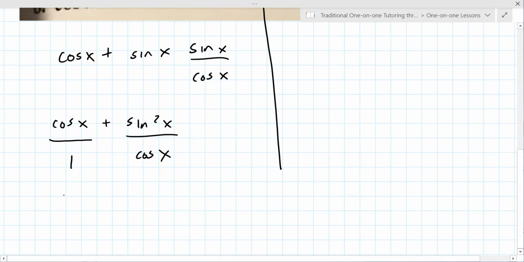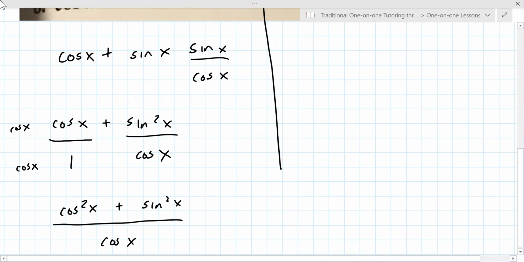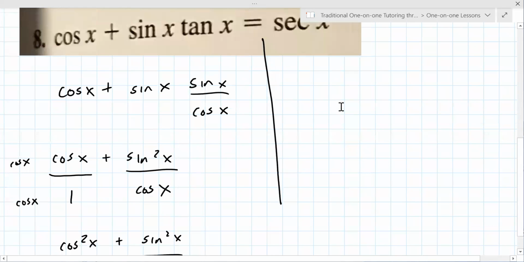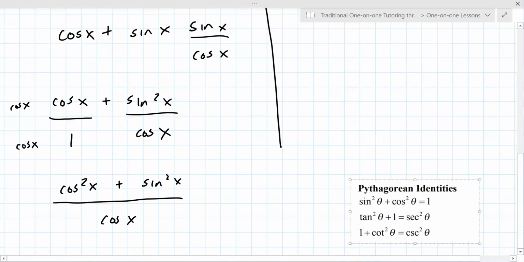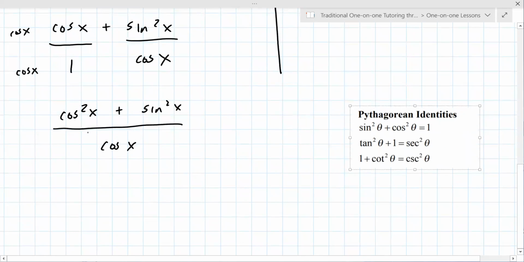We would want to multiply. We want it to be cosine x on both sides. So multiply these top and bottom by cosine x. So you got cosine squared x plus sine squared x all over cosine x. I mentioned those identities. You're going to need them a lot, the Pythagorean ones. What does the numerator become? The numerator becomes 1 over cosine x, which is going to end up being secant x.